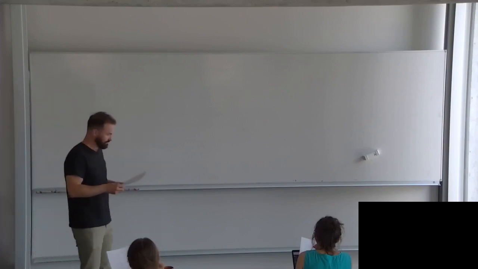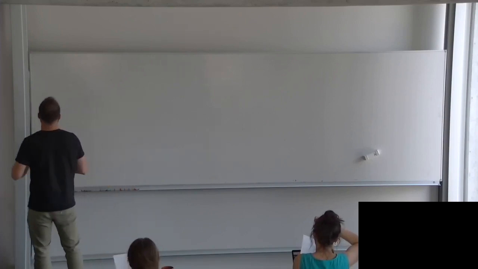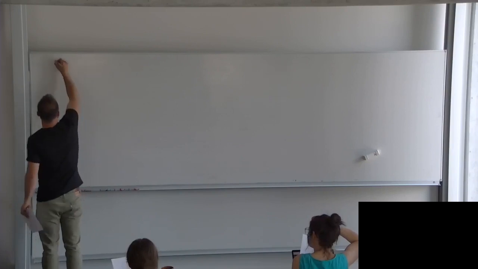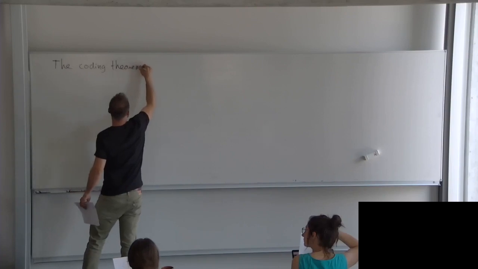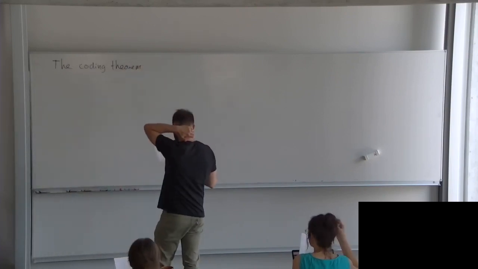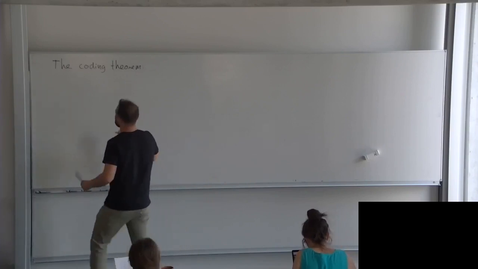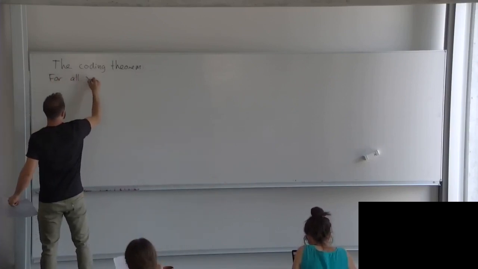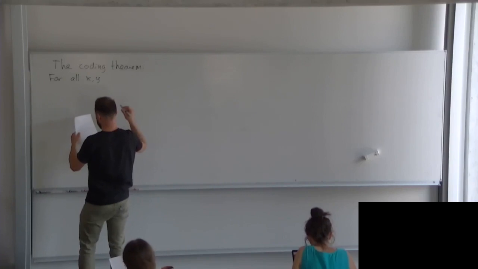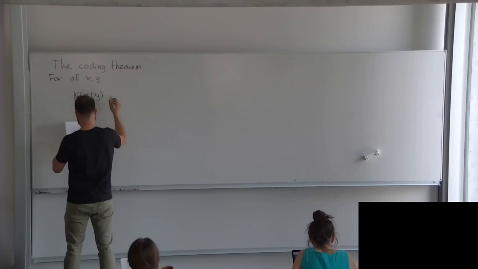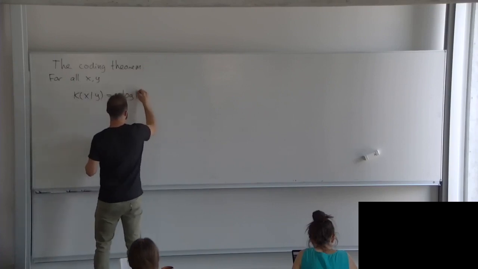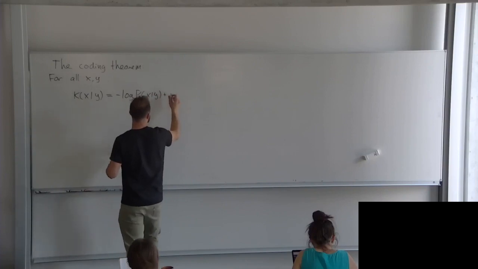Where were we last time? We saw the coding theorem. Let us just get back into the math. For all x and y, K of x given y is equal to minus log of P of x given y plus O of 1.